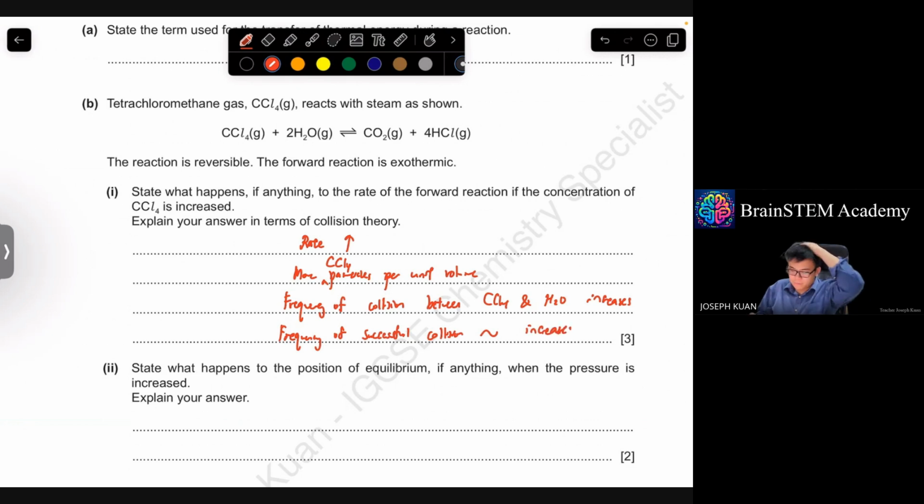State what happens, if anything, to the position of equilibrium when the pressure is increased. Explain your answer. So when you increase pressure, that will favor the side with less gas.